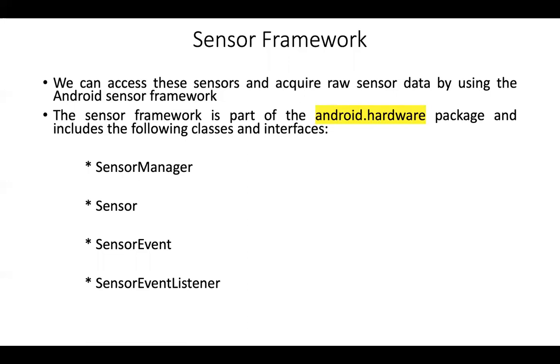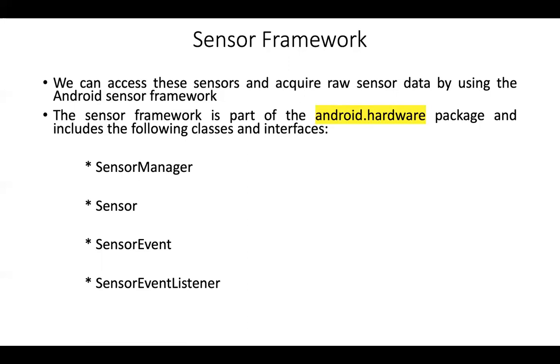Lastly, we have the sensor framework. We can access the sensor framework, which is a part of the android.hardware package. So android.hardware is the package that includes a lot of classes and interfaces which are very useful for us to access the sensors. We can access these sensors and acquire the raw sensor data by using the Android sensor framework.